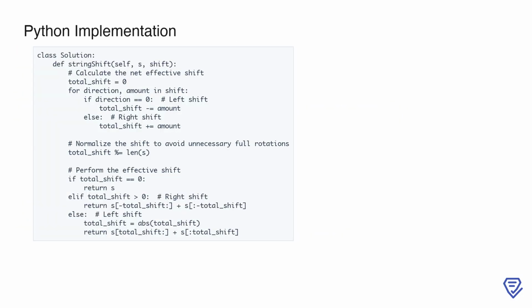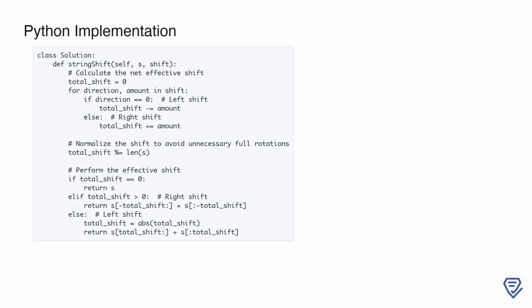This implementation for LeetCode problem number 1427, Perform String Shifts, is efficient and concise. The solution involves consolidating multiple left and right shifts into a single effective shift, reducing redundancy and computational overhead. First, we iterate through the shift array, which contains tuples of the form (direction, amount). For each tuple, we adjust the total_shift variable, subtracting the amount for left shifts, direction 0, and adding it for right shifts, direction 1.